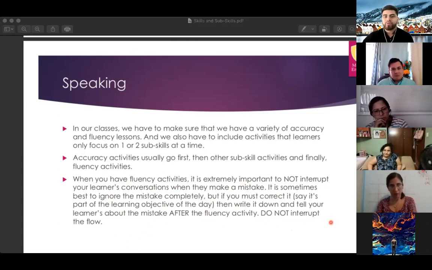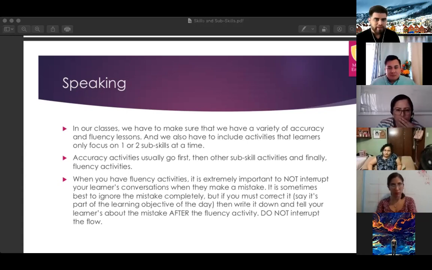Okay, and that is why we have accuracy activities and then we have fluency activities. And the accuracy activities, it's controlled. You are controlling. If you hear a mistake, you correct it. Okay, you drill them or listen and repeat, listen and repeat. But when they are practicing fluency, like role playing, don't interrupt. You're going to mess up the flow and they will never have flow if you're always interrupting them.